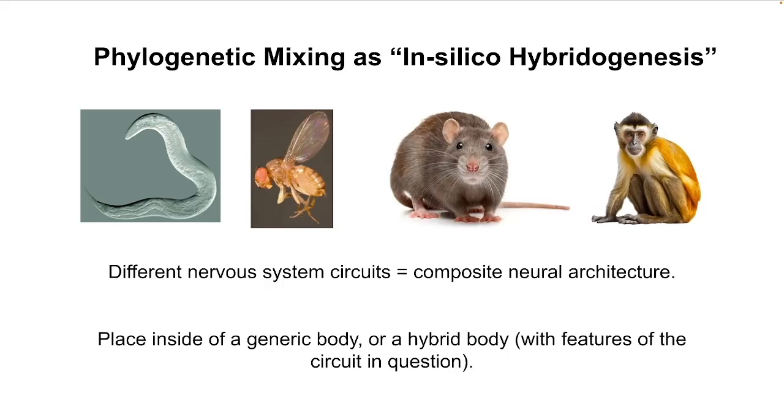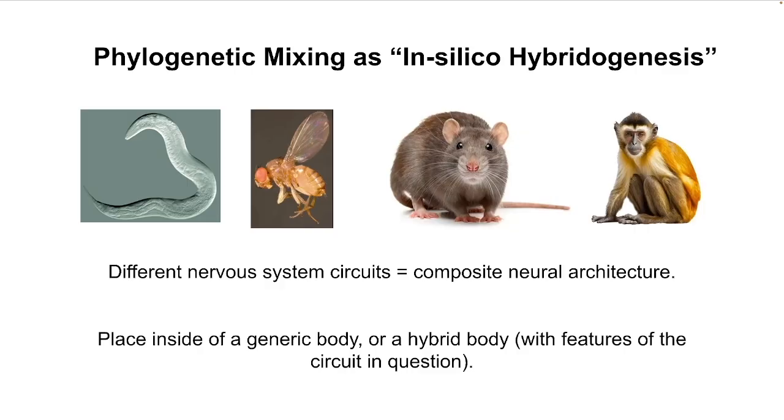So when we think of something as phylogenetically mixed, it's this concept of phylogenetic mixing. And phylogenetic mixing can be seen as an in silico hybridogenesis. What does that mean? That means that we use phylogeny to determine sort of endpoints of evolution or lineages of evolution. So here we have worms and flies and mice and primates, and they all come from different lineages. Sometimes they have shared characteristics, sometimes they have unique characteristics.